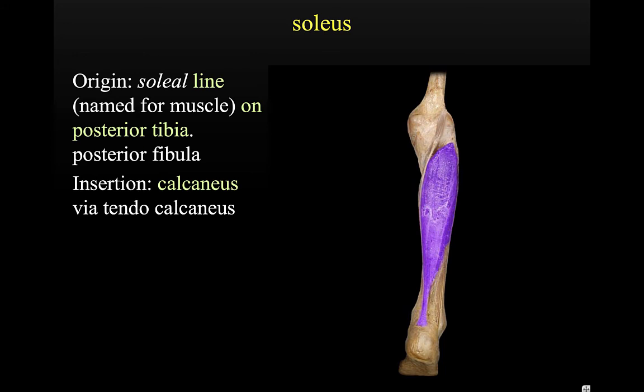The soleus attaches to a feature called the soleal line on the posterior tibia, as well as the posterior fibula. It's going to insert in exactly the same location because the tendons of the soleus and gastrocnemius are going to fuse together to form that tendocalcaneus or Achilles tendon. Now, as this does it, it doesn't cross the knee. It will not do anything to the knee. Instead, what it's going to do is only do that plantar flexion. So the soleus is a big, thick, strong plantar flexing muscle.